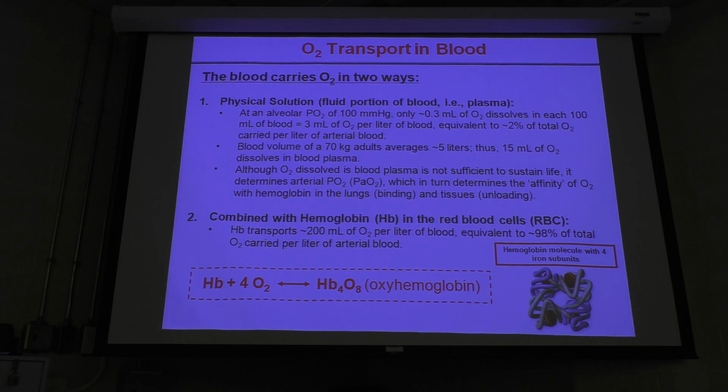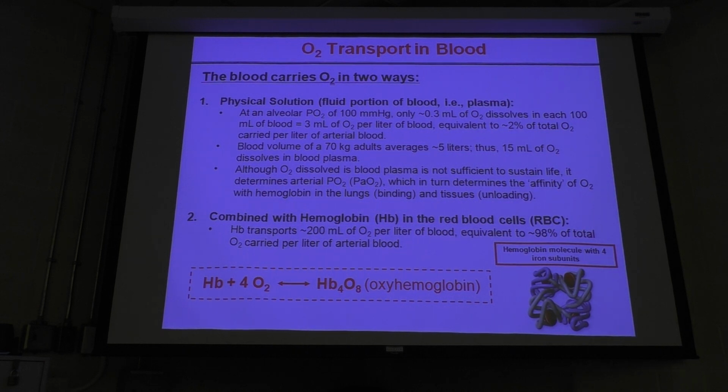So, how are oxygen and carbon dioxide transported? Well, the blood itself carries oxygen in two ways. One is in physical solution, and the second is combined to hemoglobin. In physical solution, this is really the fluid portion of the blood, which, as we know, is the plasma.